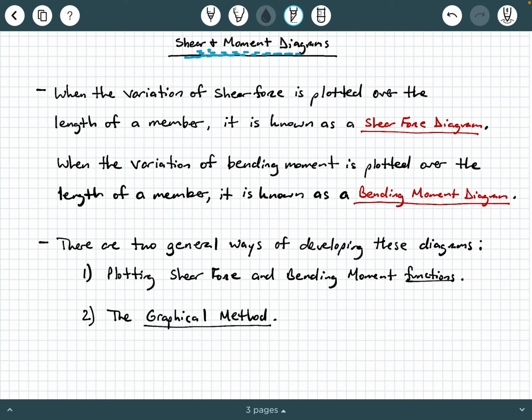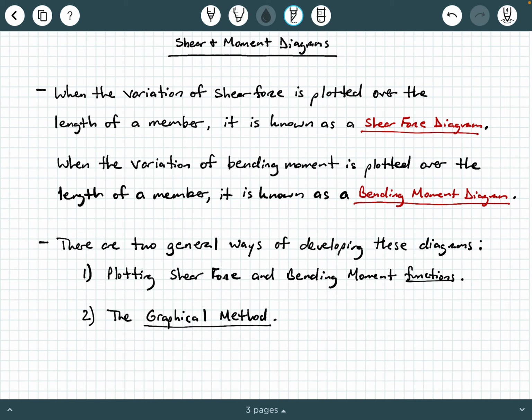In this short video, we're going to be providing some background information on shear and moment diagrams. It turns out that when the variation of shear force is plotted over the length of a member, it's known as a shear force diagram, or for short, we sometimes just say shear diagram. When the variation of bending moment is plotted over the length of a member, we call that a bending moment diagram, or sometimes for short, we just say moment diagram.